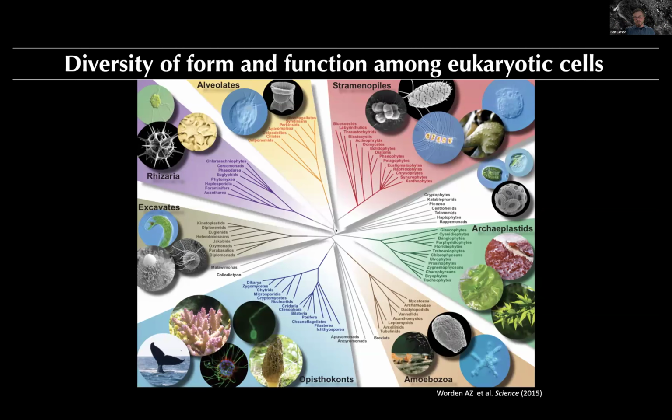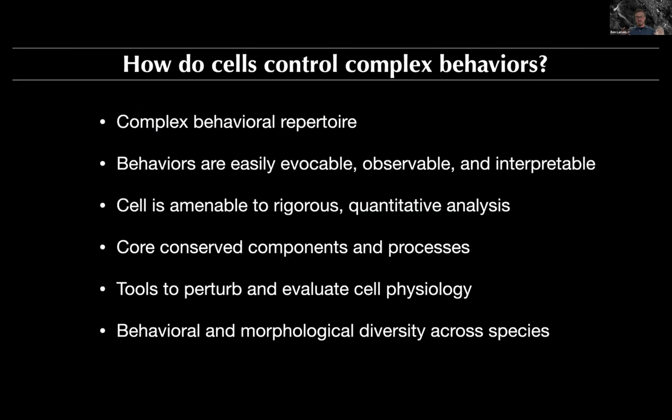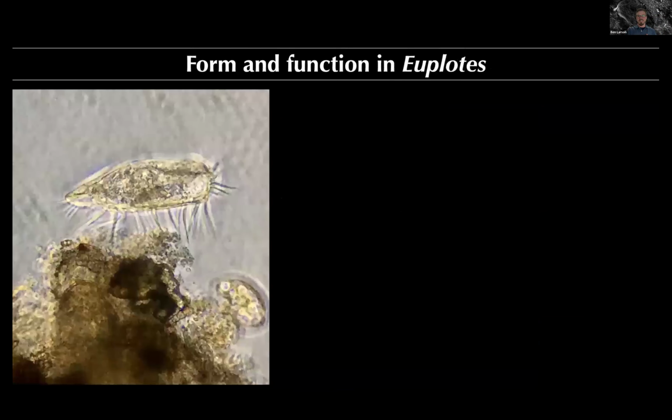We also have this opportunity to find perfect or great examples among this diversity to highlight our particular biological questions of interest. For me, with this question of how cells control complex behaviors, I want a few boxes checked. I want a cell that has a complex behavioral repertoire that I can study in the lab. And also, importantly for these comparative approaches, I want behavioral and morphological diversity across species. So Euplotes, I think, is a really fantastic system where we can use its unique biological features to shed light on biological questions which would be hard to address and study in a lot of traditional systems.